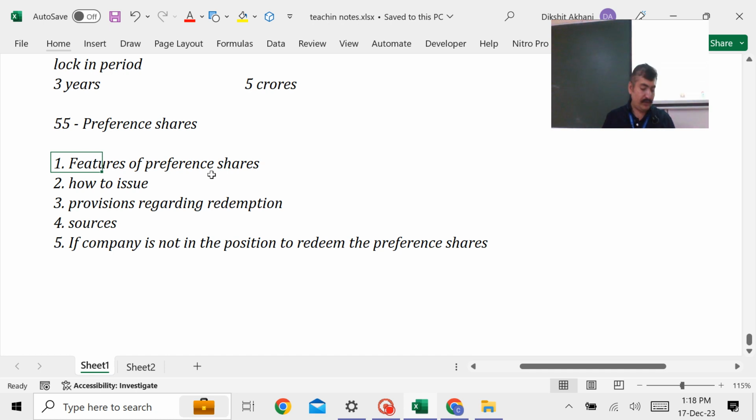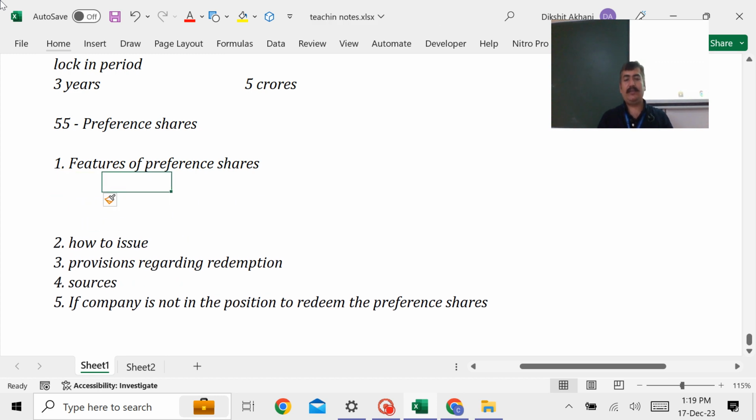So let's begin with the story, what it is trying to say here. Features of preference shares. Assume that once the company issues the preference shares, nothing is mentioned whether it is equity or preference. कुछ लिखा नहीं by mistake. So as being the analyst, how would you come to the conclusion that the said shares are not equity shares? So what are the features based on which you will come to know that they are not equity but they are preference?